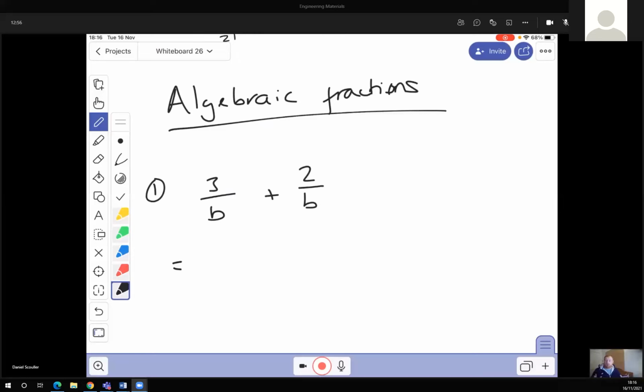The term in the bottom is the same, so it's a simple case of adding two terms at the top. The term in the bottom is the same, so we can just add the two terms at the top. Simple.